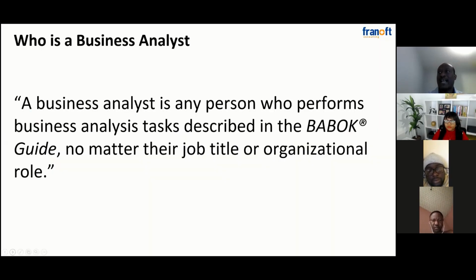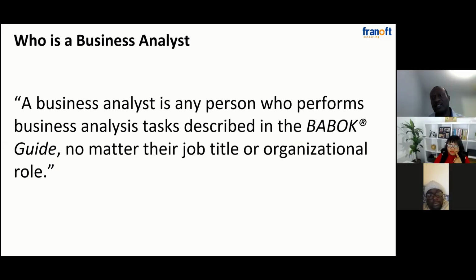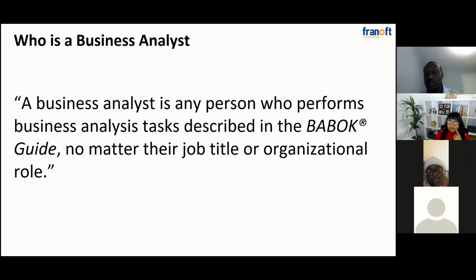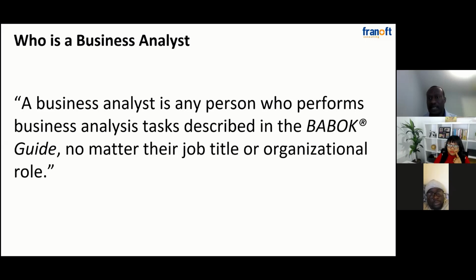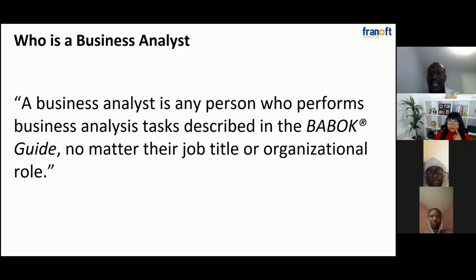And who is a business analyst? A business analyst is any person that performs business analysis tasks described in the BABOK. What is the BABOK? The BABOK is the Business Analysis Body of Knowledge. It is a book that was written by an international organization called the International Institute of Business Analysis. It covers everything you need. It's like a Bible, like a Quran for business analysts. Everything that you need to know to perform your tasks for business analysis is in that guide.